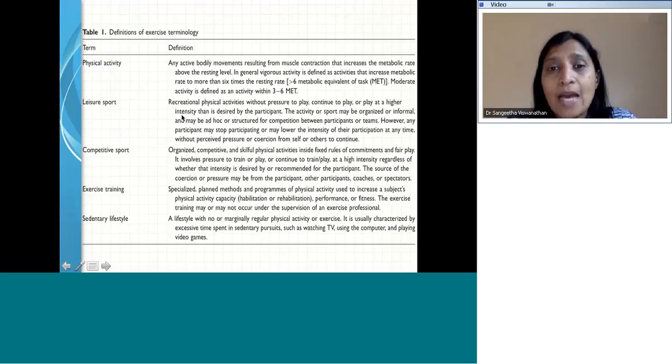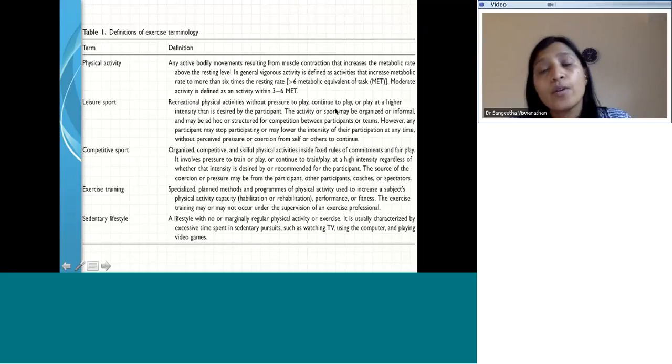So, physical activity is any movement that results from muscle contraction that increases the metabolic rate above the resting level. Okay, so this is what is called MET, the metabolic equivalent of task. So vigorous activity is any activity that increases your metabolic rate greater than 6 times baseline. Moderate to vigorous is if the patient achieves 3 to 6 METs.